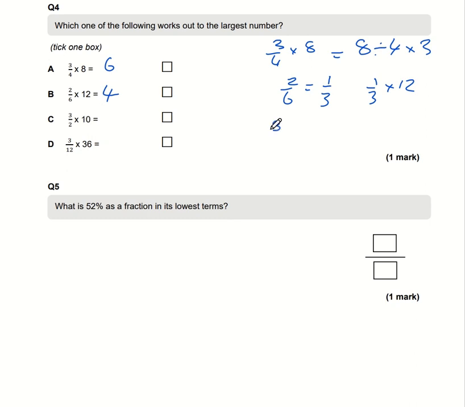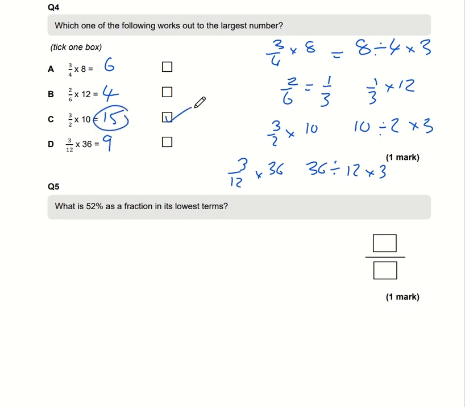3/2 of 10. So again, it's exactly the same for all of these questions. It's a fraction of an amount. So take your total, divide by the number on the bottom, multiply by the number on the top. 10 divided by 2 is 5. 5 times 3 is 15. And finally, 3/12 of 36. So that is 36, divide by the number on the bottom, which is 12, multiply by the number on the top, which is 3. 36 divided by 12 is 3. 3 times 3 is 9. So the largest answer is 15, so the answer must be C.